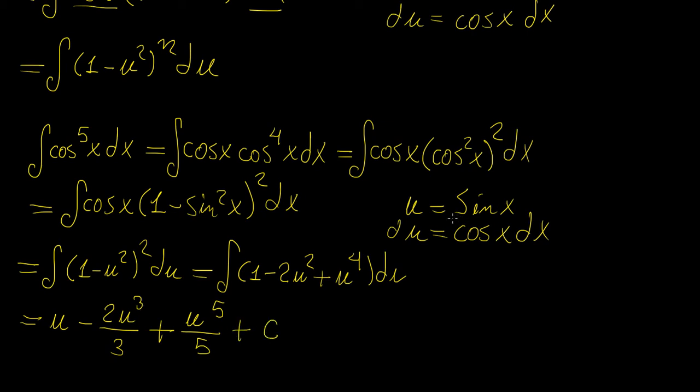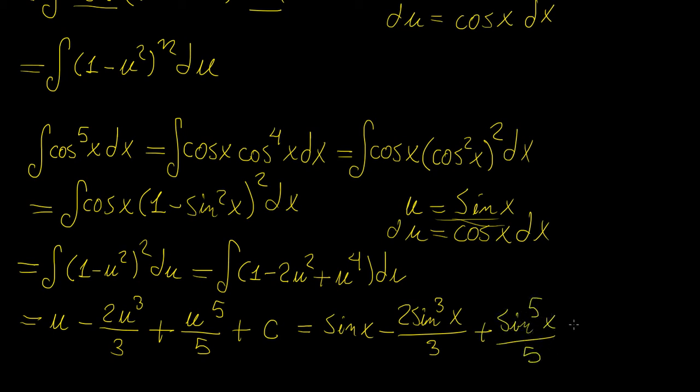And then if we make the substitution back for u, we're going to get sine x minus 2 sine cubed x over 3 plus sine to the power of 5 x over 5 plus c. So we actually just found an integral that seemed to be quite complicated simply by doing this reduction.